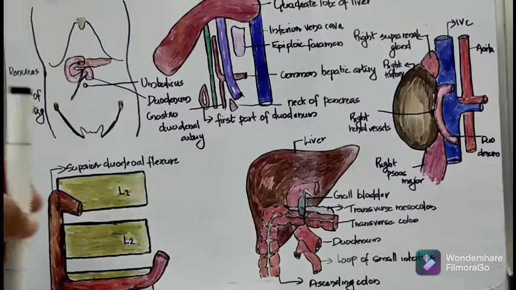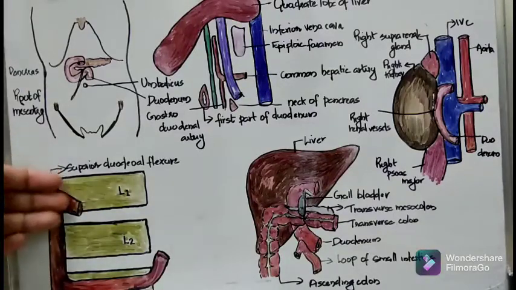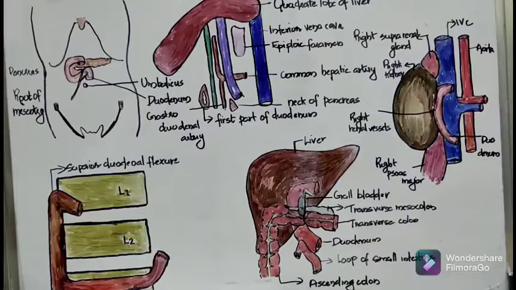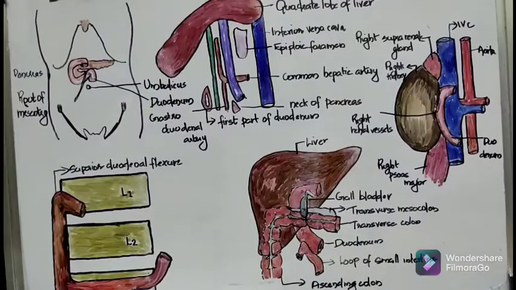Its anterior surface is covered by peritoneum except at the middle part, which is in direct contact with the colon. So it is a retroperitoneal part of the duodenum. That is, the anterior part is covered by peritoneum except at the middle, which is in direct contact with the colon. Now we will discuss the visceral relations.